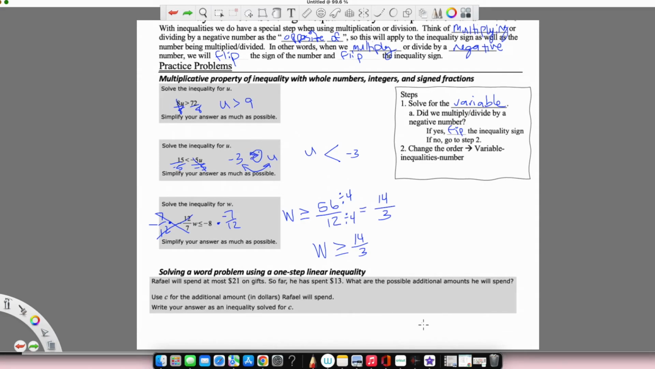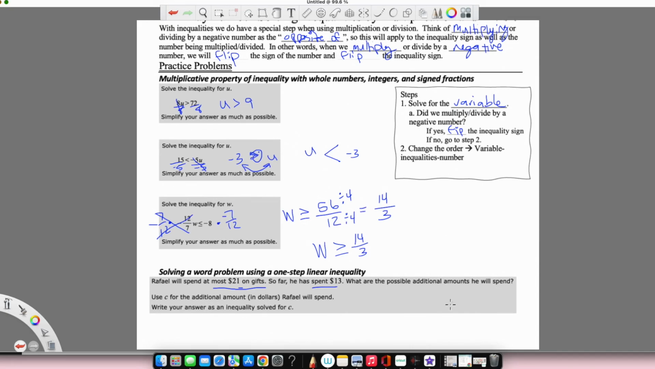Okay, so we're going to try one more here. We're going to look at a word problem, which just applies what we're learning to more of a real world situation, gives us kind of a scenario. So Raphael will spend at most $21 on gifts. So this is a limit, at most $21. He can't spend more than the 21. That's the most he will spend. So far, he has spent $13. So he's already taken 13 away from the 21 that he had. What are the possible additional amounts he will spend?